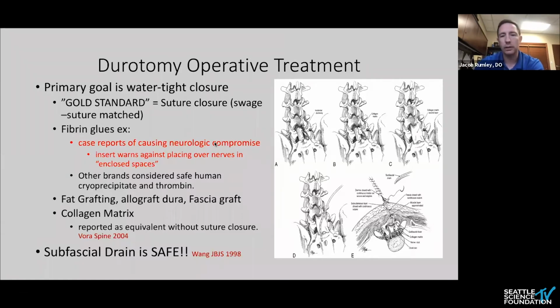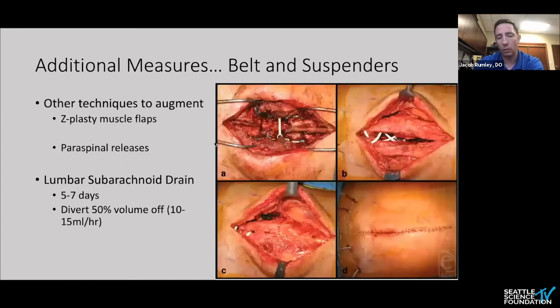But a collagen matrix has been shown to be the equivalent to that suture repair. And in Vora's paper where he showed using this technique, it's important to know that this was done in a very specific way. The collagen patch was placed over this tear, and he's showing an axillary tear, which is very hard to repair with suture, then placing a second layer on it to create a tamponade-like effect to fill that void, then a drain and a watertight closure. He does place a drain, and as a reminder, as I'm sure everybody is well aware, subfascial drains are 100% safe in these, as shown by Wang in 1998, or Wong, sorry.